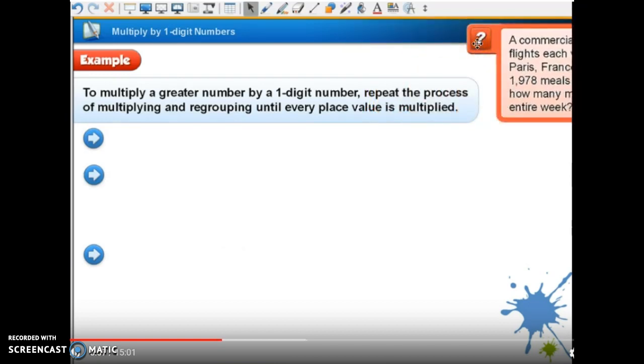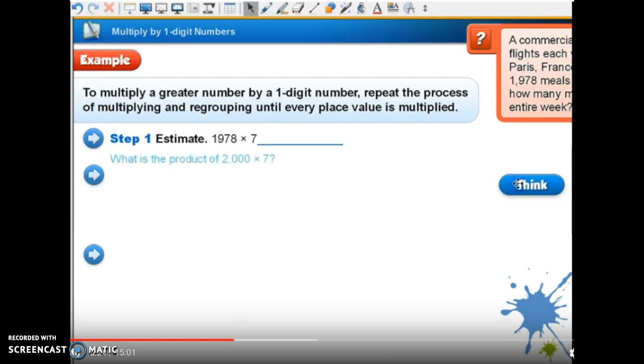To multiply a greater number by a one-digit number, repeat the process of multiplying and regrouping until every place value has been multiplied, which we did. We did our ones, then we multiplied our tens, and then we multiplied our hundreds. So let's estimate this. What is 1,978 going to be close to? 2,000. So if I estimate 2,000 times 7, what is 2 times 7? 14. And how many zeros am I going to add to that? 3.